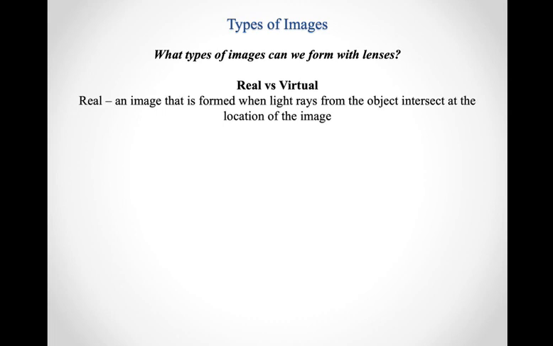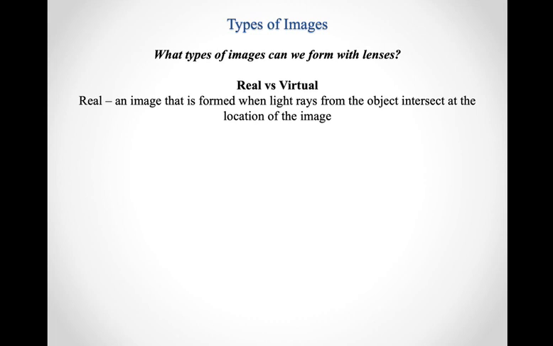But a real image is an image that's formed when the light rays from the object intersect at the location of the image. So what this means is you could see the image. Why it's known as a real image is that you could see it by putting a screen at the position where the light rays intersect and see the image right there on the screen. It's real.